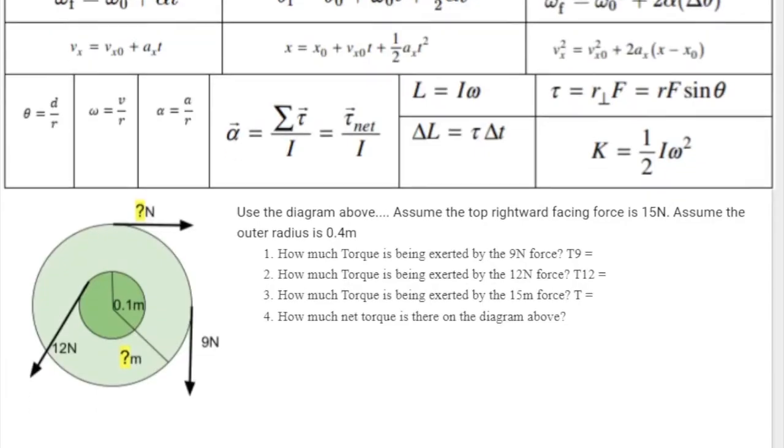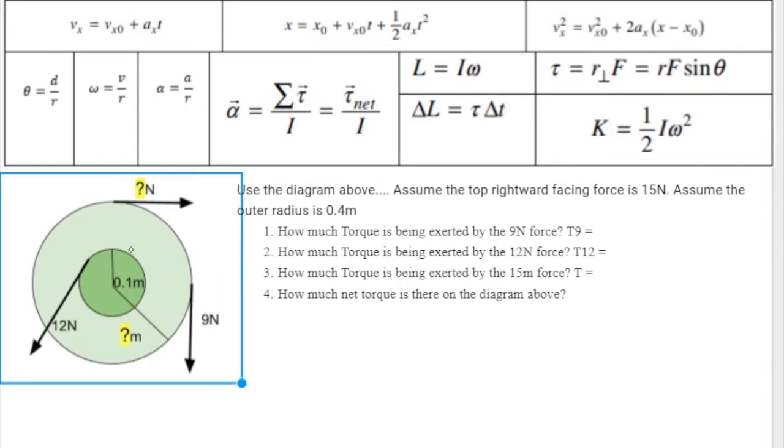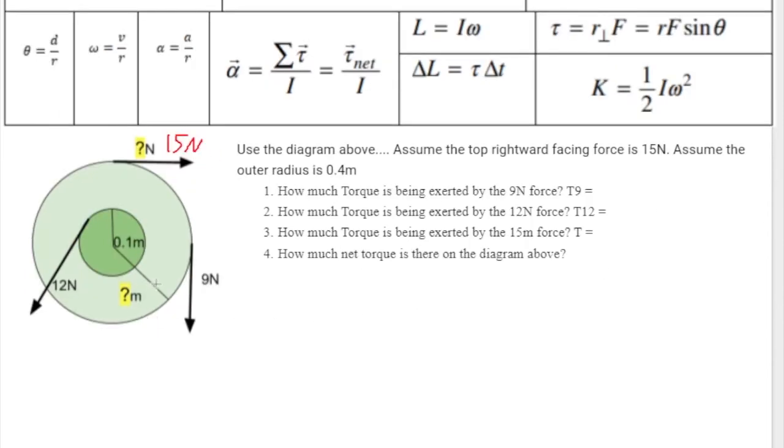Let's take a look at another problem here. This says use the diagram above. We just mean this diagram over here. So assume the top right hand facing force is 15 newtons. So this guy right here is 15 newtons. Assume the outer radius is 0.4 meters. So this is 0.4 meters. How much torque is being exerted by the 9 Newton force? So our 9 Newton force is right here.